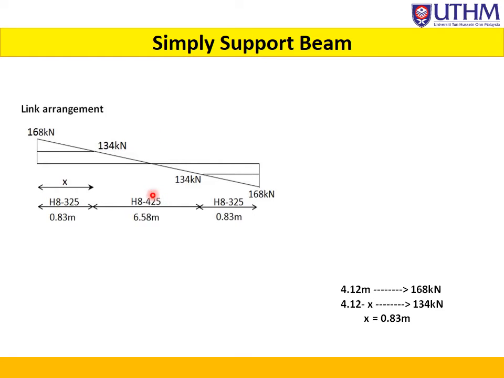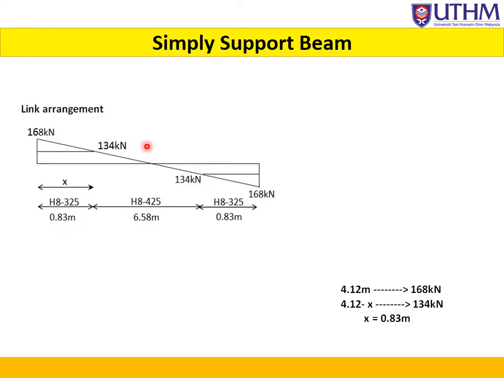Since the beam is symmetrical, the arrangement for the link will be the same for the right side of the beam. Here you see, for links near the support, we have the spacing close to each other. But at the middle of the beam, we increase the spacing because the shear is not critical in the middle of the beam. We use the ratio technique to get the distance we require to arrange for the link, maximum and minimum. We know the force for maximum and minimum is 168 and 134 kilonewton.